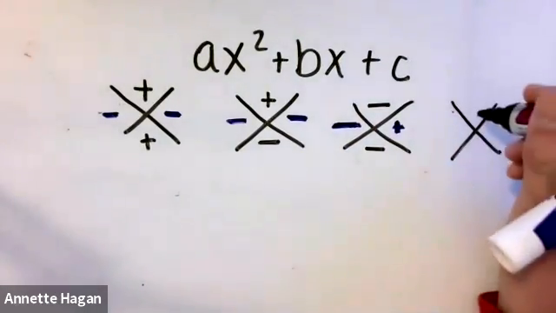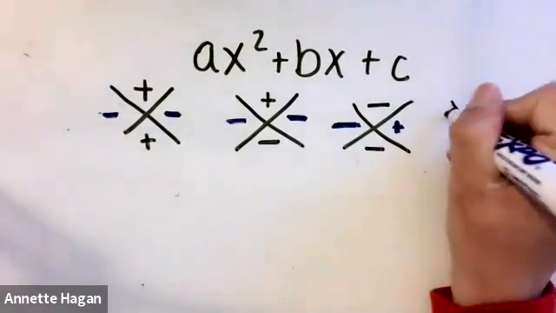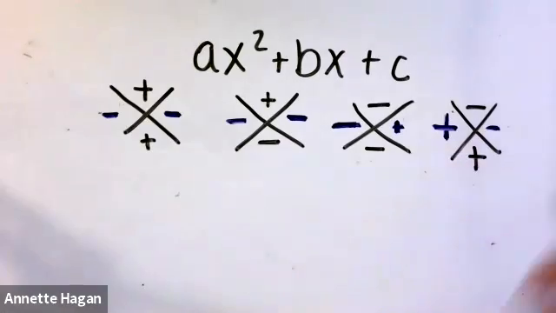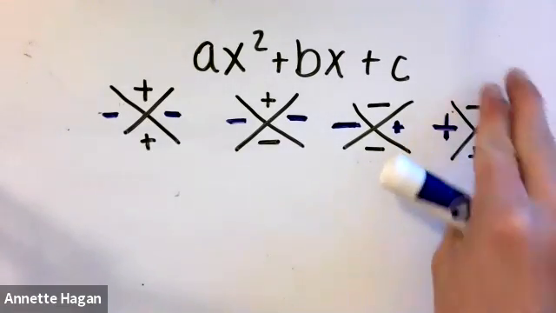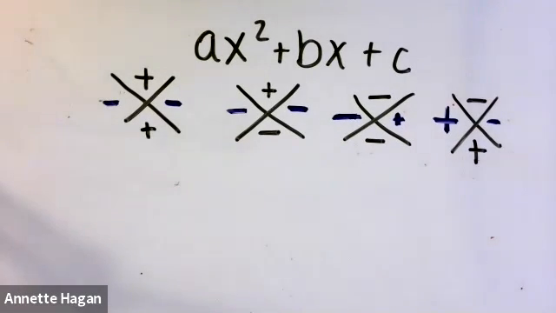And last but not least, if we have a negative on top and a positive on bottom, that means we have a large positive number and a small negative number. So they multiply to give me a negative and add up to give me a positive, okay? So that helps us with these problems.